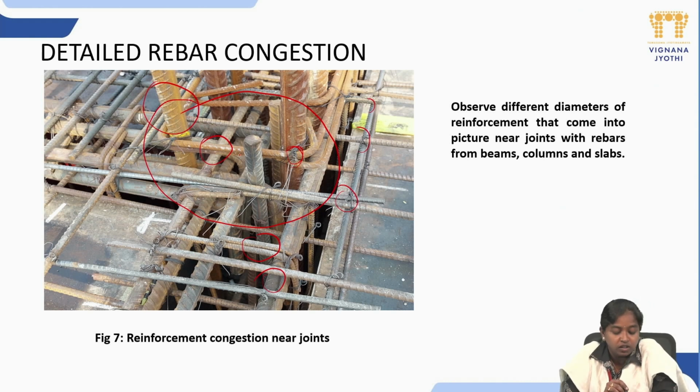Coming to the column, the objective of lateral ties is to make sure that the main reinforcement of the columns is held in position and also to confine the concrete in position. And these bars can be of different diameters as per the provisions of IS 456.